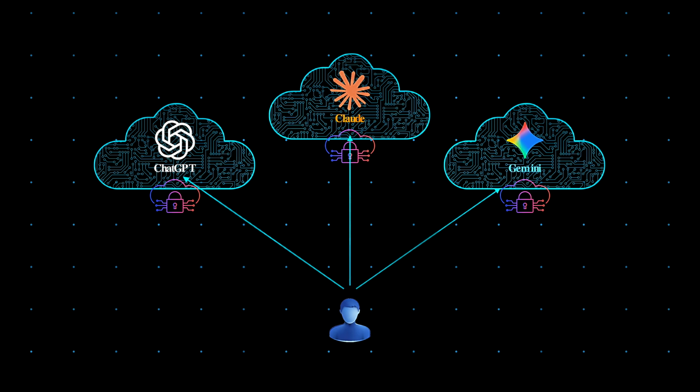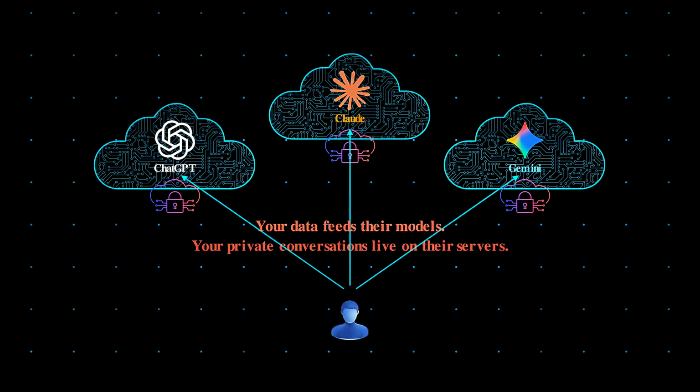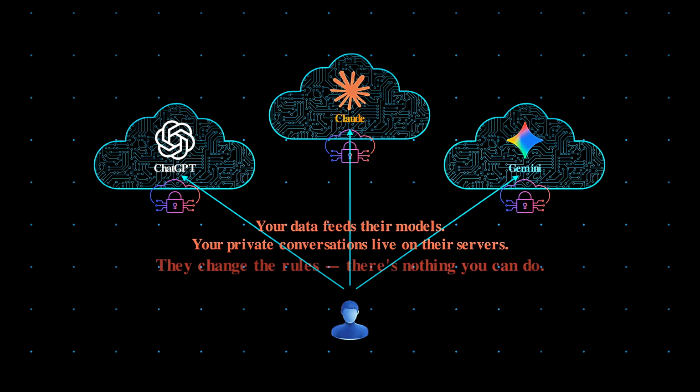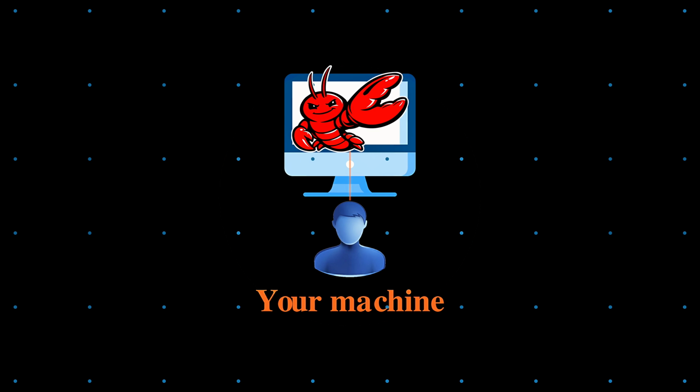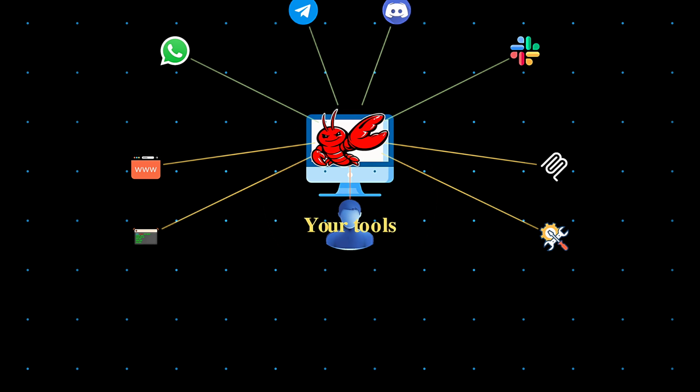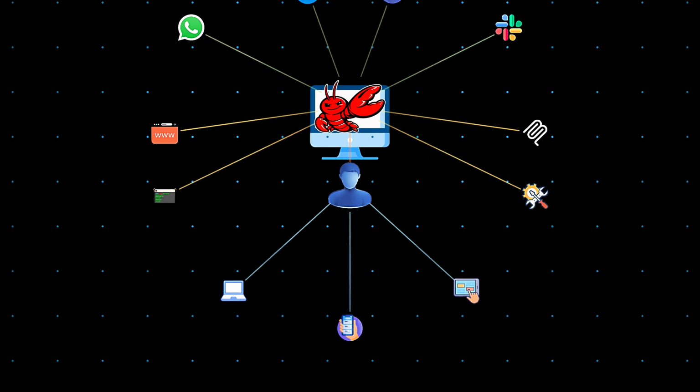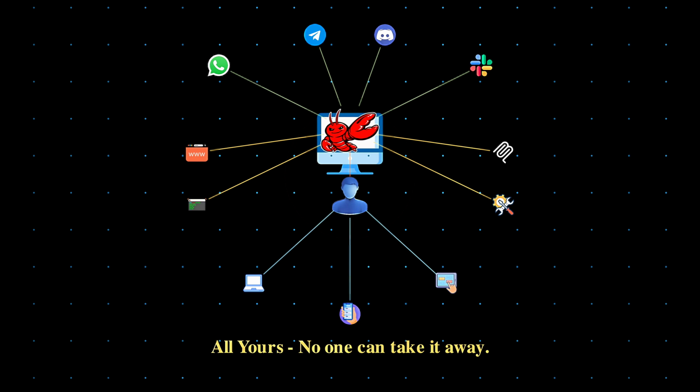Now let's step back and look at the bigger picture. Today, most people still use AI assistants owned by large companies. Your data feeds their models. Your private conversations live on their servers. The moment they change pricing, policies, or priorities, there's nothing you can do about it. OpenClaw is a different path. Your machine, your platforms, your context, your tools, your model, your data. No one can take it away.